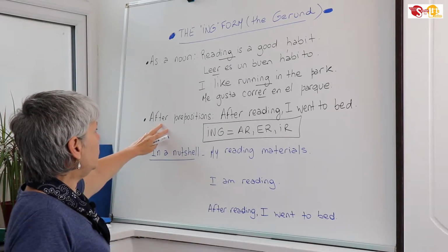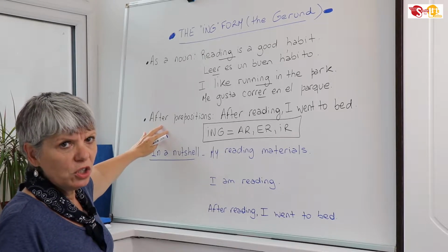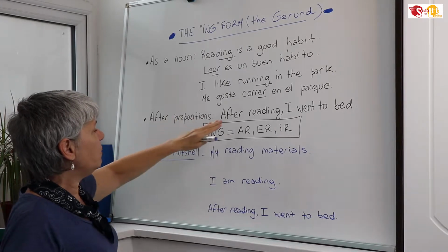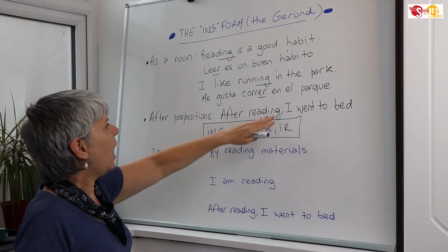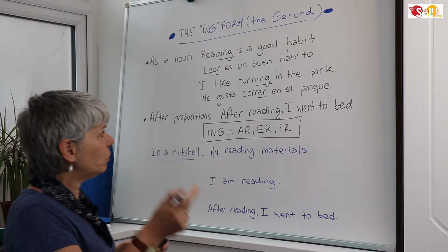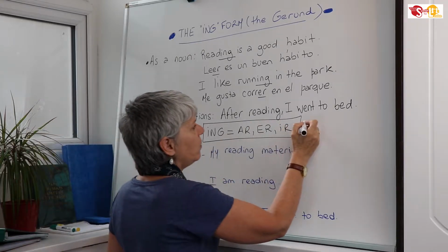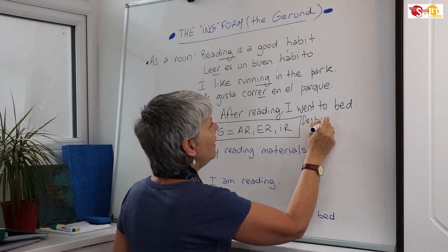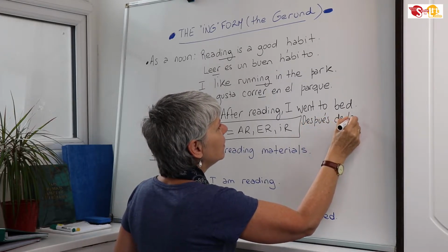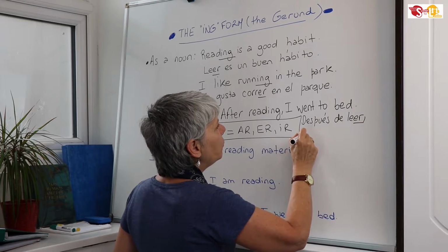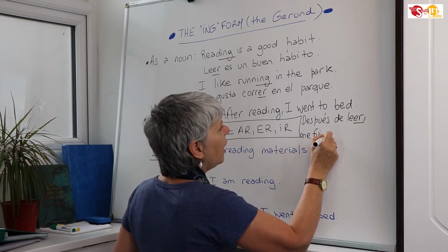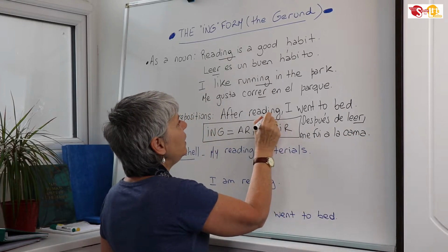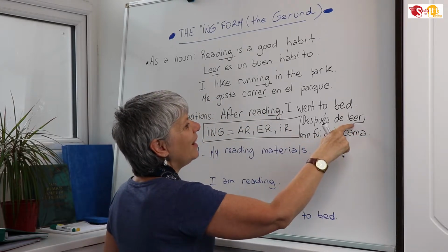Another frequent use in English is after prepositions, where we put the ing because it's mandatory. So I say, for example, after reading, I went to bed. When I want to say this in Spanish, I will write it here. I say, después de leer, me fui a la cama. I went to bed. And notice that the after reading is here después de leer.